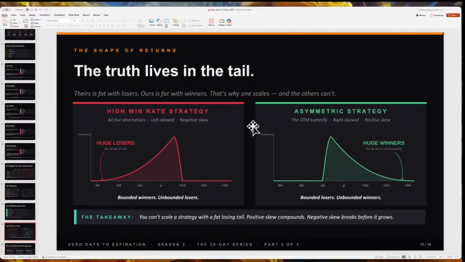Where what we do, the asymmetric strategy, it's a lower win rate. However, our losses are always capped. They're always small. Here's mu, a bunch of small losses. But we get small wins, medium wins, and huge winners. And this results in essentially a stair-step equity curve.